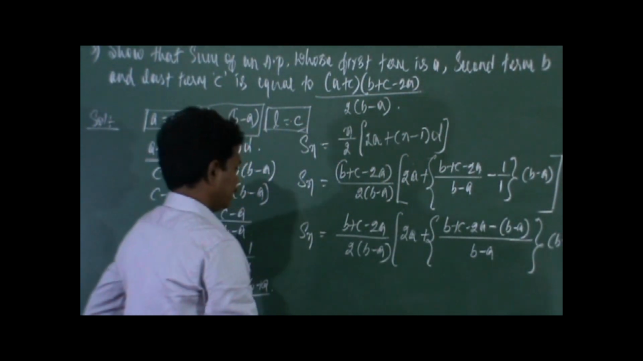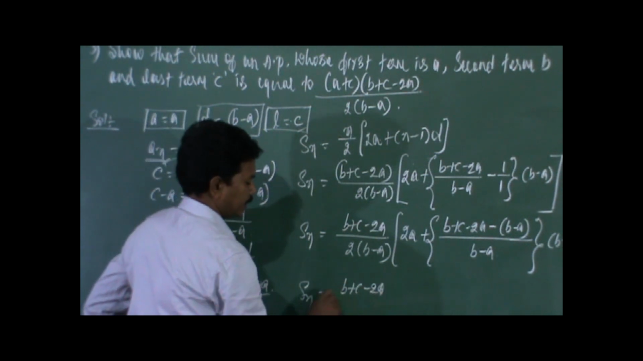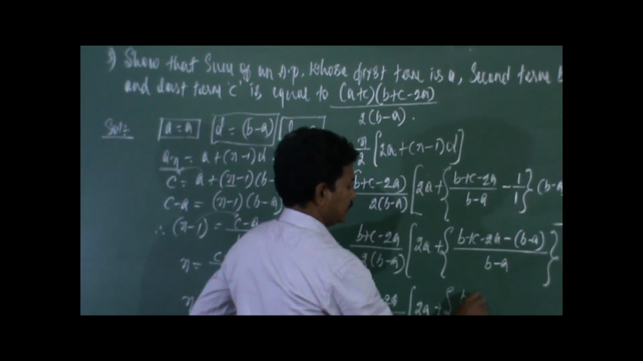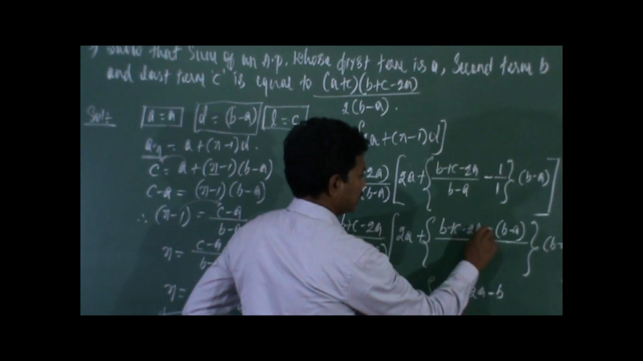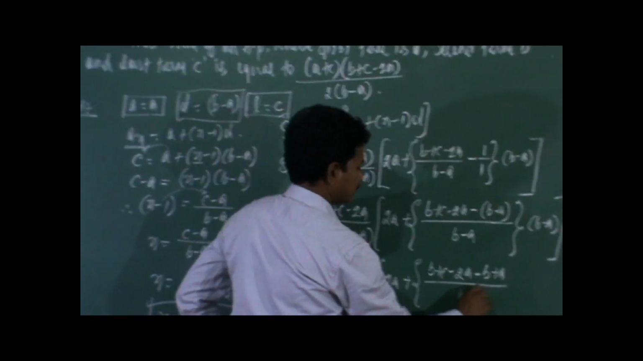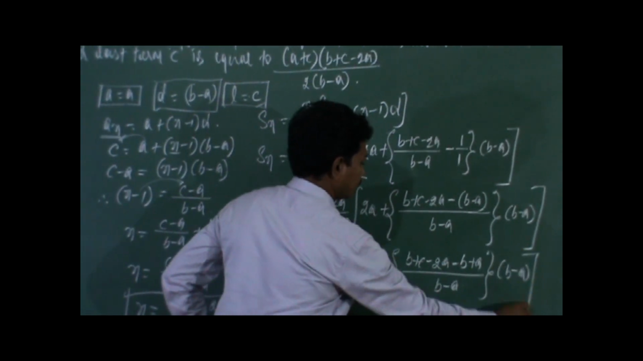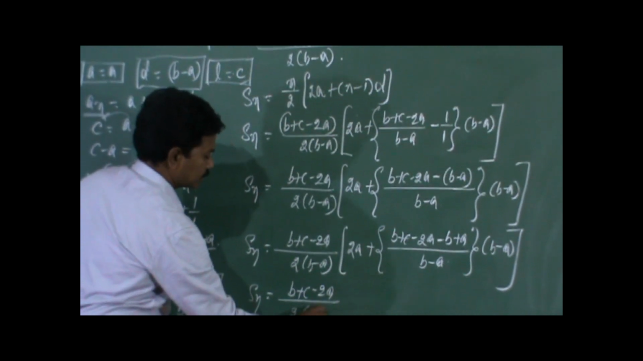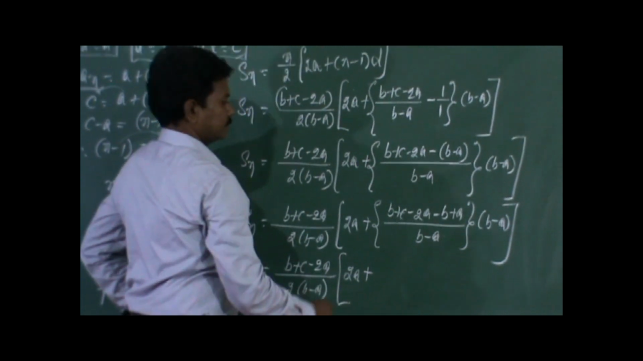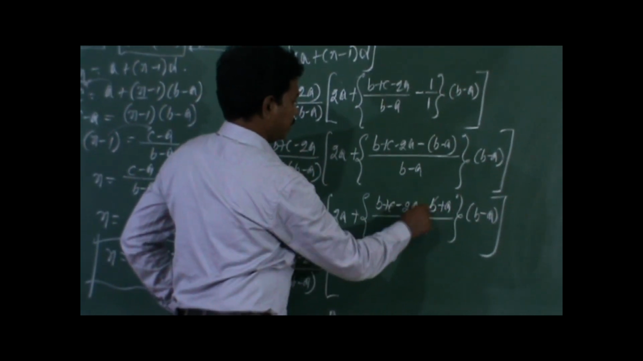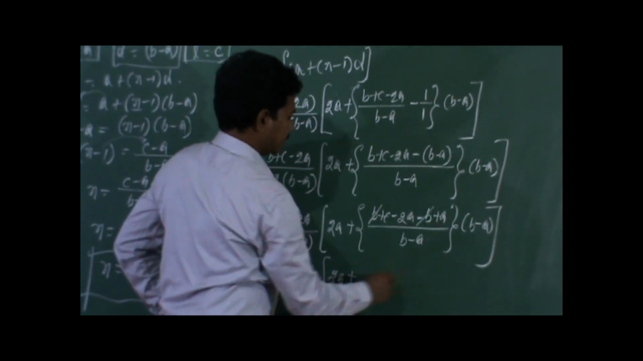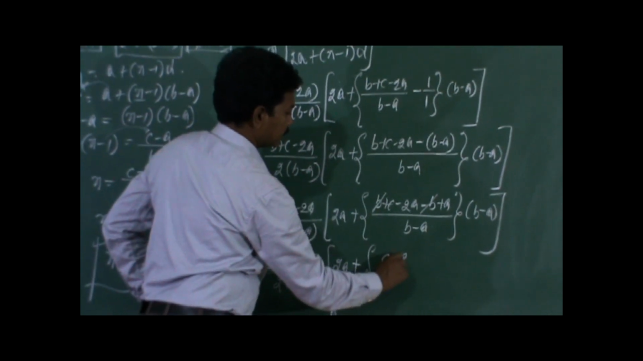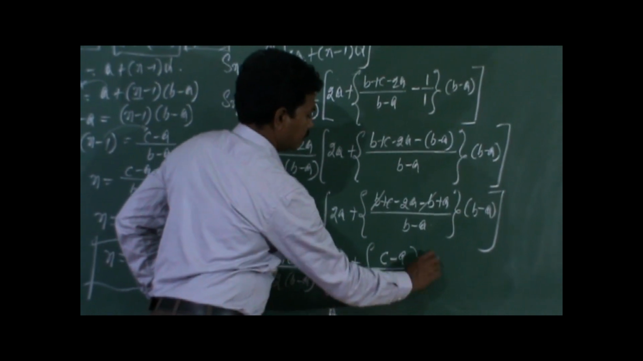So this completes. Okay, next step, Sn is equal to B plus C minus 2A by 2 into B minus A into 2A plus, we will simplify this: B plus C minus 2A, minus into plus B is minus B, minus into minus A is plus A, by B minus A into B minus A. So again we'll go with the next step. B plus C minus 2A by 2 into B minus A into 2A plus, so like terms we can cancel them. So minus B plus B gets cancelled. Minus 2A plus A is, so we can write it as, C minus 2A plus A is minus A by B minus A into B minus A.